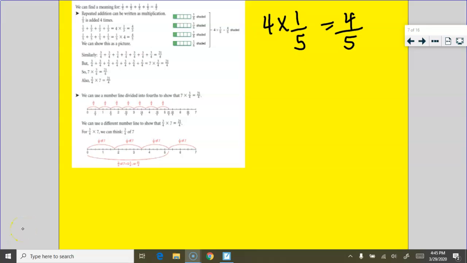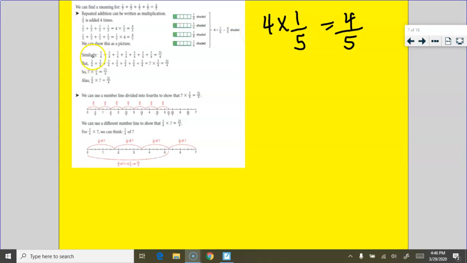Again, I apologize that this is so small. These are in your visual notes. If you prefer to print them off first and follow along so you can see these better, go for that too. The next part is how you can show it as a picture. They'll ask you to do some of that in your assignment coming up. So it's showing the 1/5 4 times, and if you multiply it, you see the 4/5.